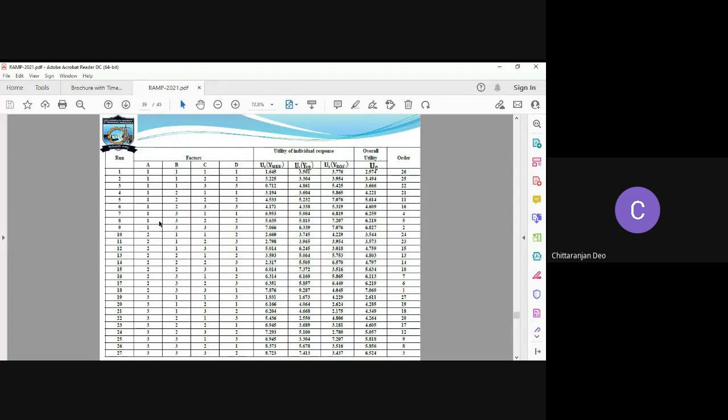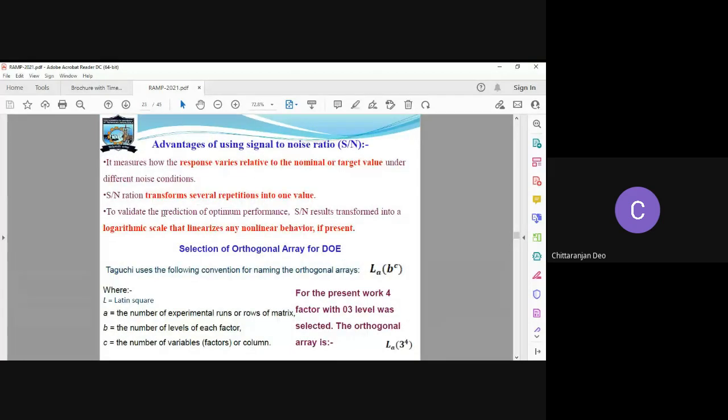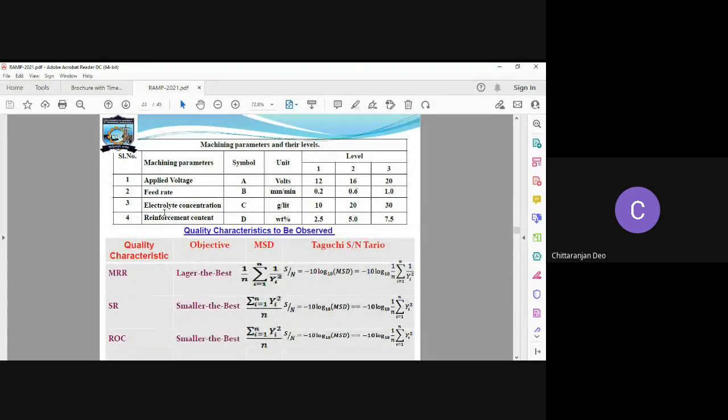Then just you see from the data what we have done here. So we have three machine parameters and one response parameter. So these are the inputs, and all the inputs are of three different levels. So we have gone for DOE, design of experiment, to minimize the number of experimentation.